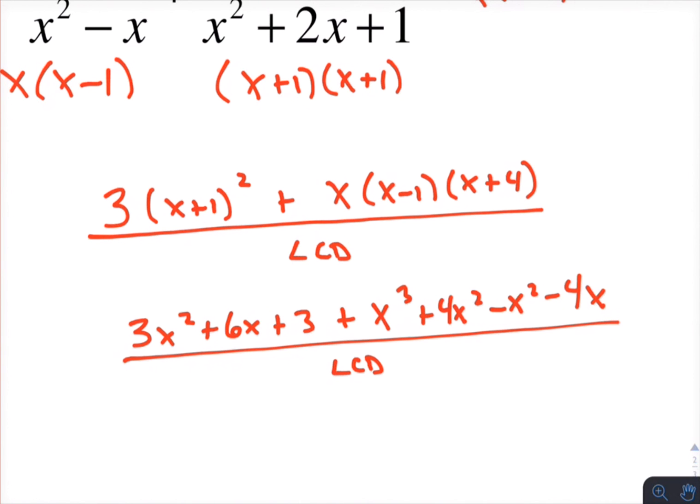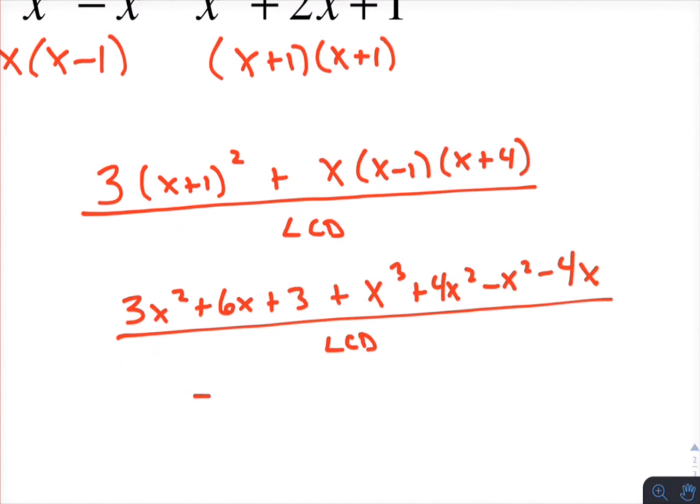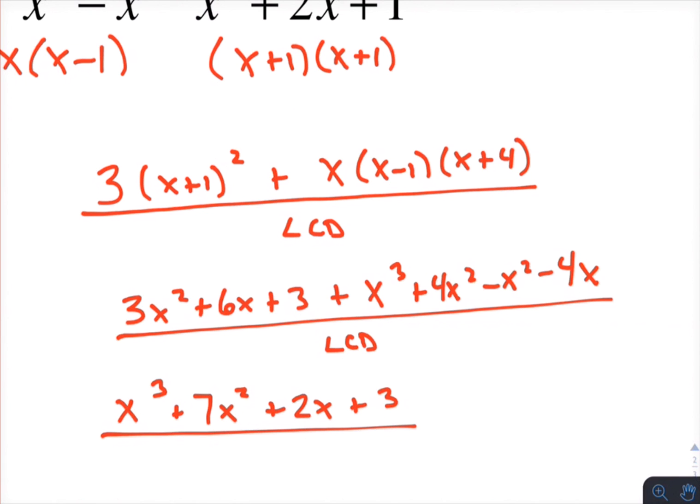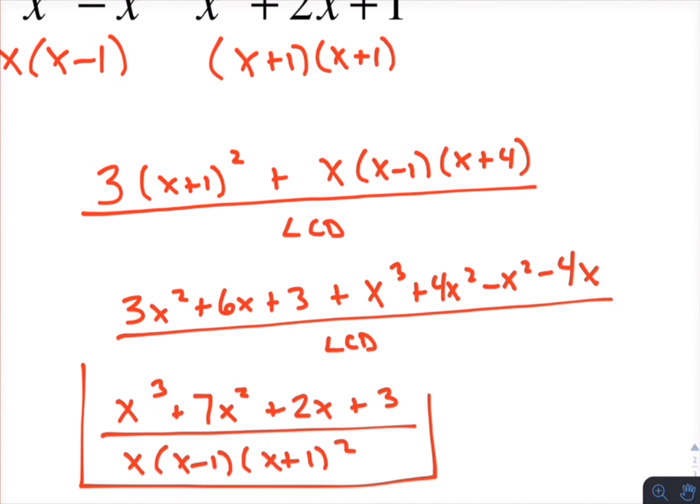So now let's just combine like terms. So we end up with 7x squared and x cubed and where my x is, plus 2x plus 3, and now we write in the LCD, which was x minus 1. So in your final answer, make sure you write the actual LCD, but you can just use the letters LCD along the way.